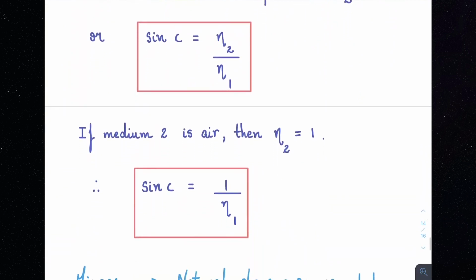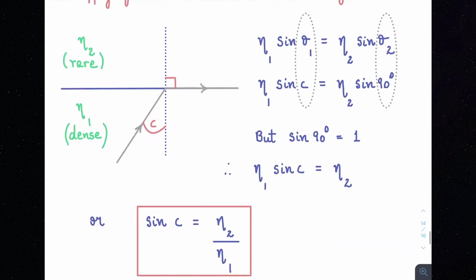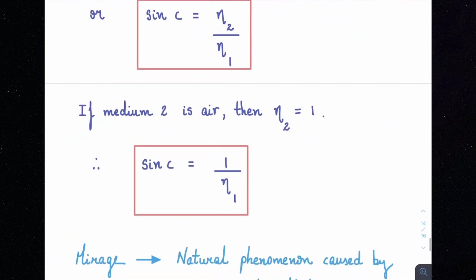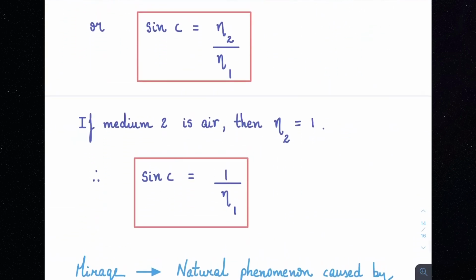In many cases, we could have the particular situation that medium 2 is air. That is, for example, we have a light ray traveling from glass towards air, from water towards air. So if this is the refractive index of medium 2 being air, then it is 1. And therefore, we get simply sine c is equal to 1 all over eta 1.